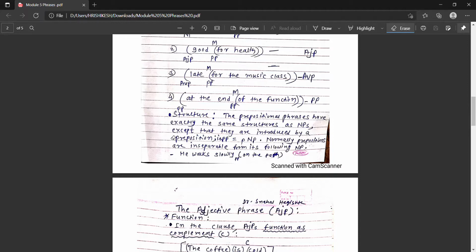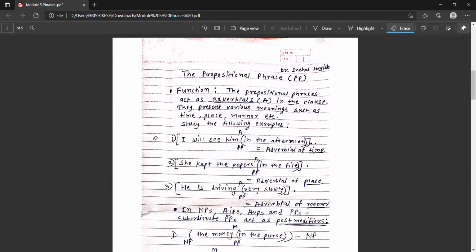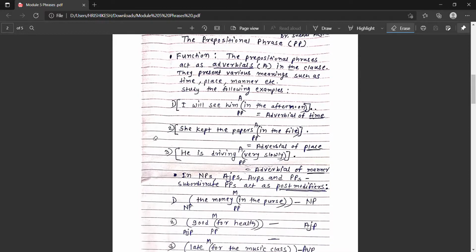So today we have discussed two phrases, genitive phrase and prepositional phrase. Okay, in the next lecture we will discuss the remaining phrases. Three phrases remain. First one is adverb phrase, then adjective phrase, and then verb phrase. Thank you very much.